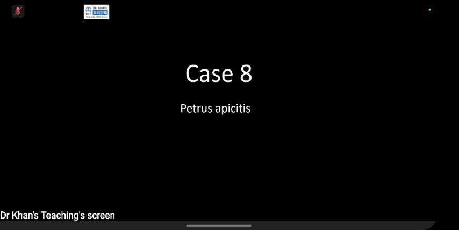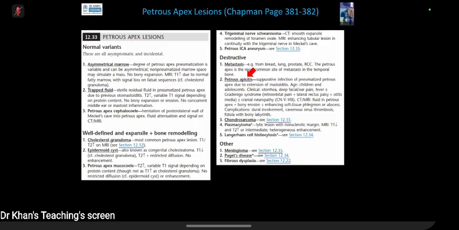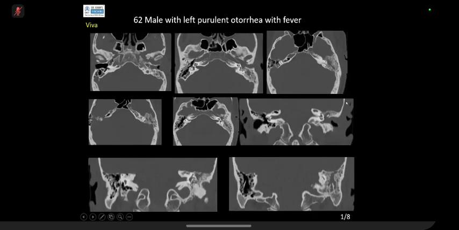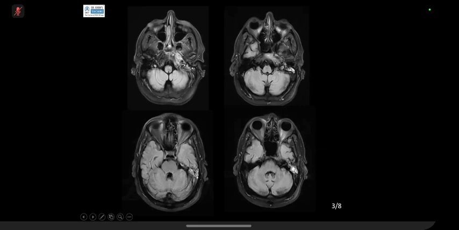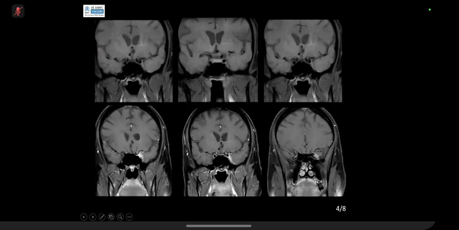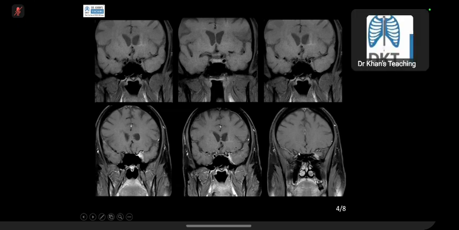Thank you, sir. Now, this is petrous apicitis, where there is suppurative infection of the pneumatized portion of the apex due to extension of mastoiditis. So the candidate did very well. This was the initial CT scan in which we can see the signs which I already showed you. Now here, on this FLAIR sequence, we can see this high signal at the petrous apex. On a post-contrast, this row is pre-contrast T1 fat saturated, and this is post-contrast.